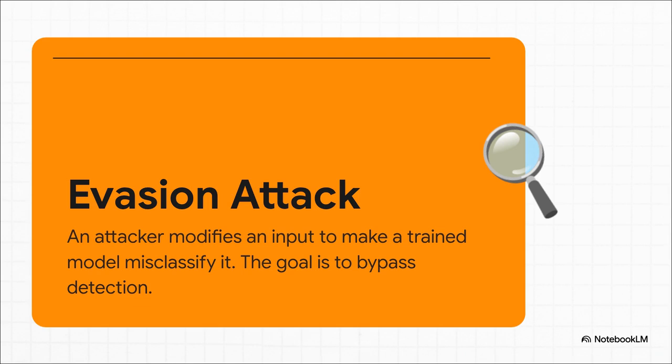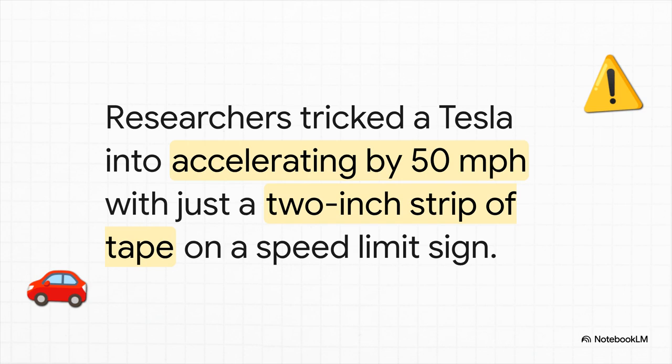The goal is to craft an input that a fully trained AI will just get wrong. Like making a self-driving car miss a stop sign, or getting a spam email to slip right past a filter. And this stuff is not theoretical.